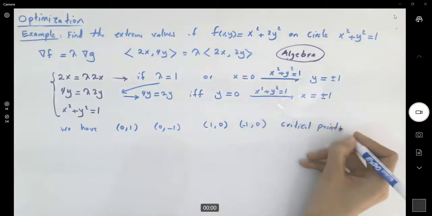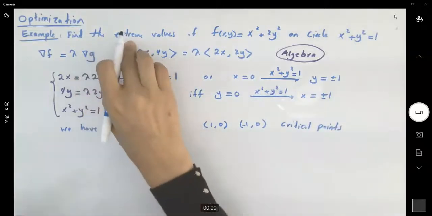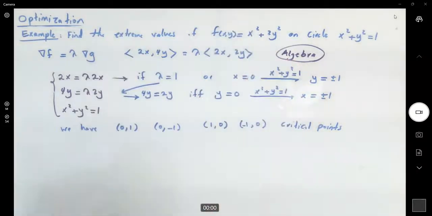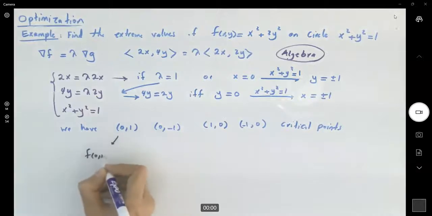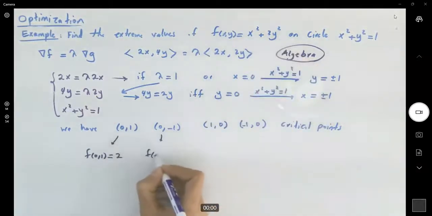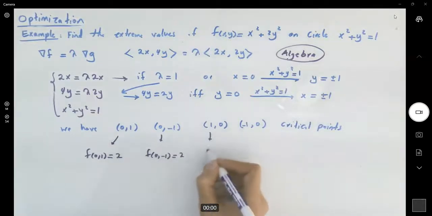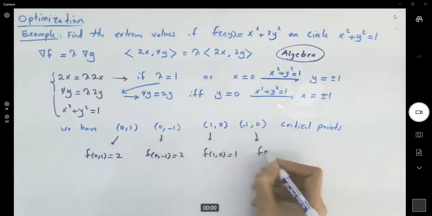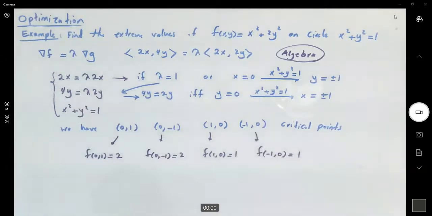Now, what are the z values? We want to know what are the minimum and maximum of this function, so we need to plug those into the function. f of (0, 1) is going to be 2. f of (0, negative 1) is going to be 2 again. f of (1, 0) is equal to 1, and f of (negative 1, 0) is equal to 1.